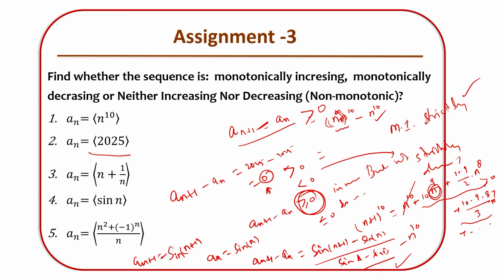So for any problem consisting of trigonometrical terms, you will use the formula for the difference between the two trigonometrical terms, and you will find out easily that it is a monotone decreasing or increasing sequence.